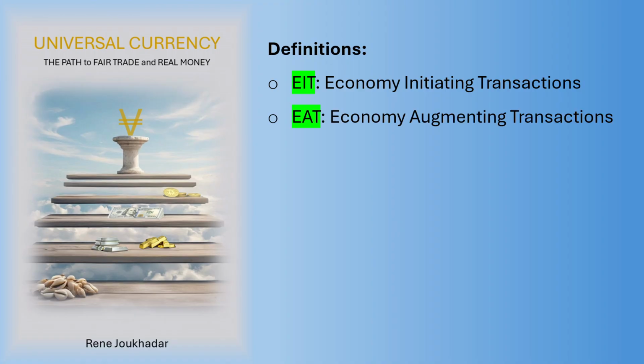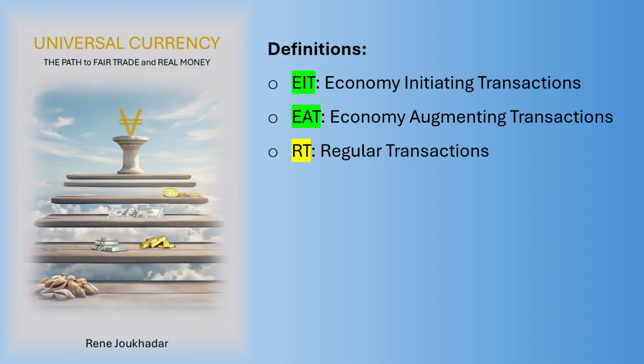And then we have the EAT. This is similar to the EIT. This is the economy augmenting transactions. It's just those happening after the initial set of transactions. That's why we refer to them as augmenting versus initiating transactions.